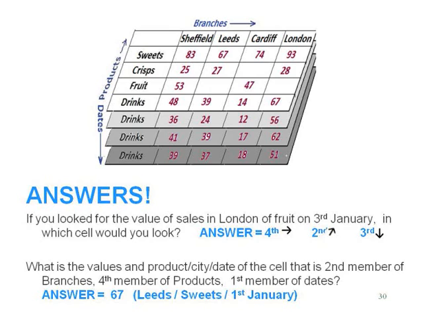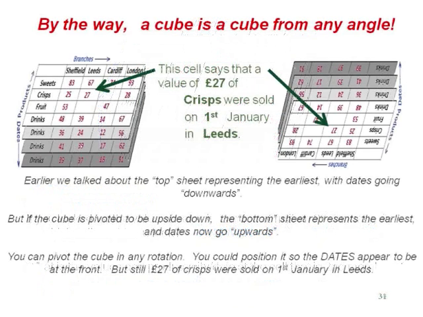And then the second question, we asked you to look up the value and also to look up which product, city and date is associated with the 2nd member of branches, the 4th member of products and the 1st member of dates. The answer to that is 67, because this is Leeds, sweets and the 1st of January.